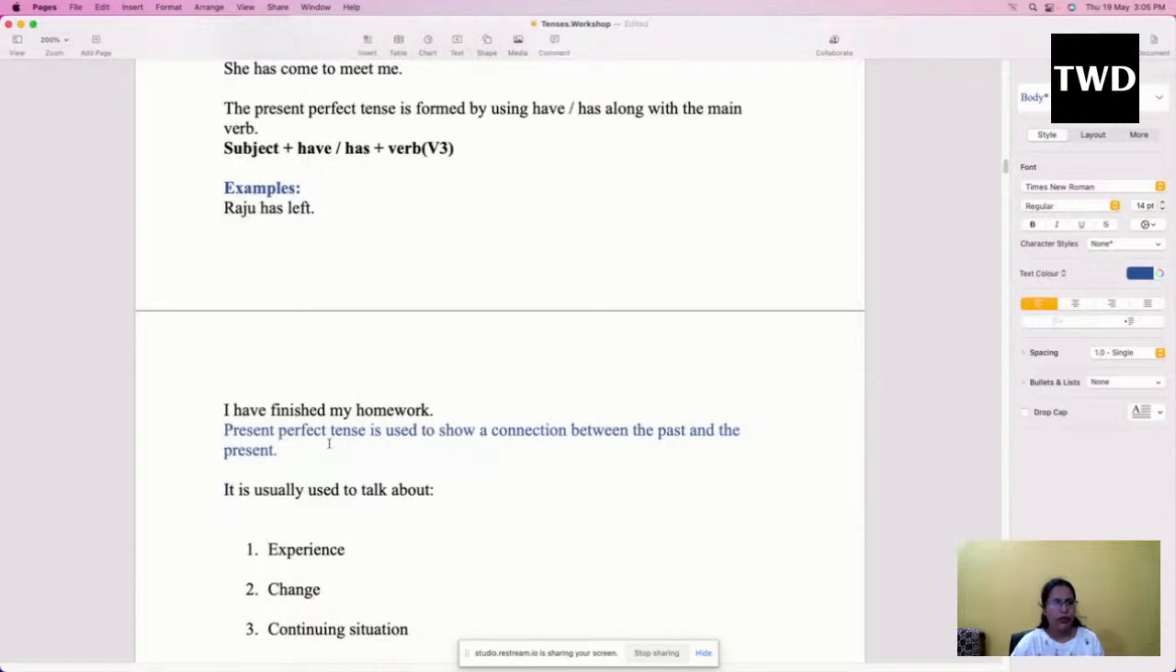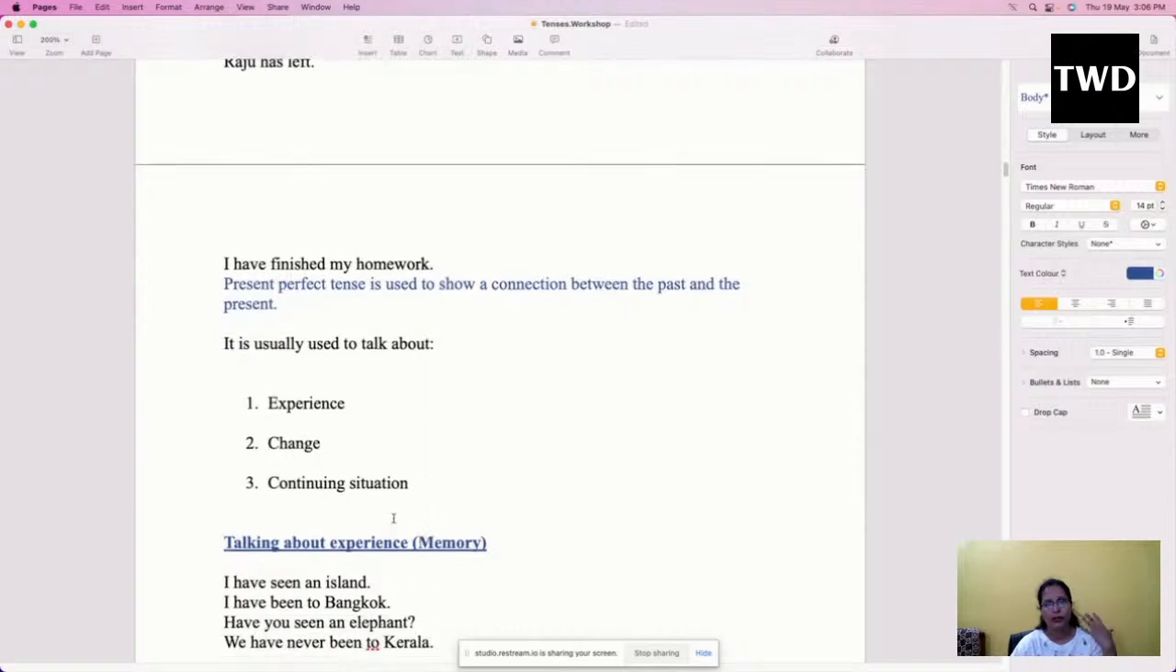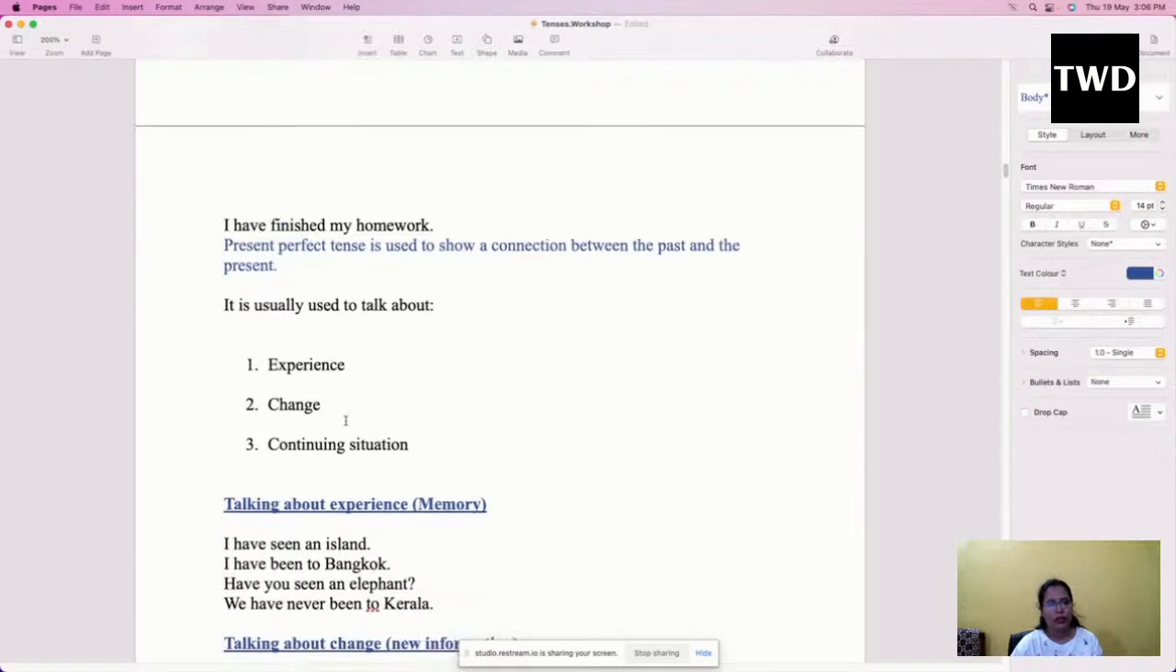assignment today. So present perfect tense is used to show a connection between the past and the present. So something you were doing in the past and at present it is over. That is why we use the present perfect tense. It is usually used to talk about experience, some kind of change which has happened, or for any continuing situation.